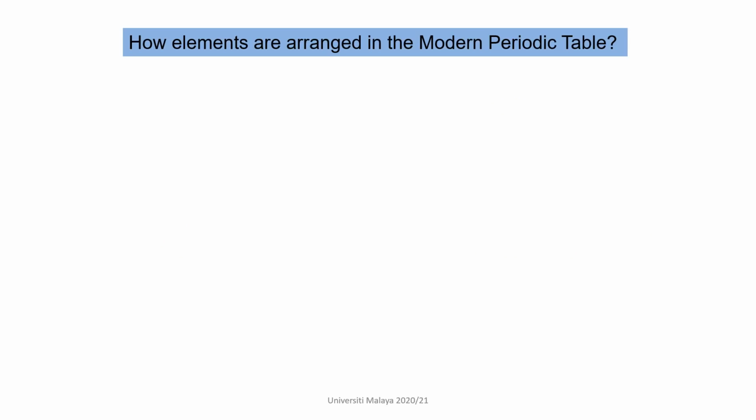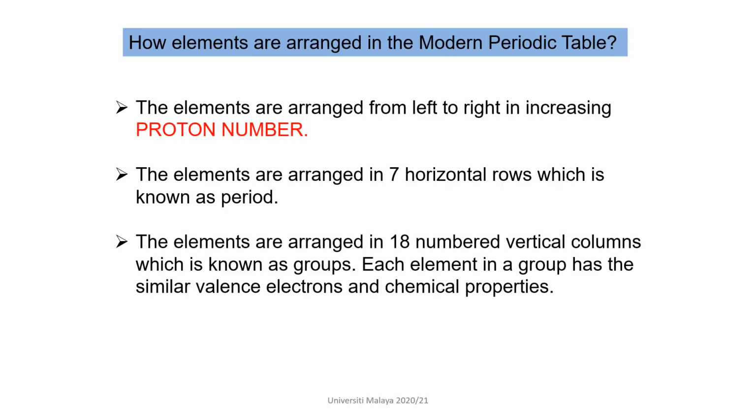How are elements arranged in the modern periodic table? The elements are arranged from left to right in increasing proton number. The elements are arranged in 7 horizontal rows, which are known as periods. The elements are also arranged in 18 numbered vertical columns, which are known as groups. Each element in a group has similar valence electrons and also similar chemical properties.